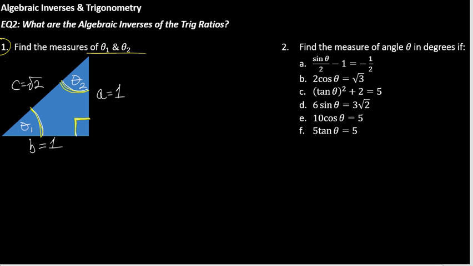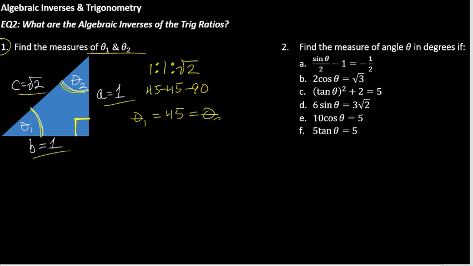Okay, so normally we could set this up as, well, let's look at it in the most obvious way. So obviously 1, 1, square root of 2, leg, leg, hypotenuse. This is obviously a 45, 45, 90. Okay, so that means theta 1 and theta 2 are both equal to 45 degrees, right? Now, that's obvious, right? But it's not always going to be so obvious.